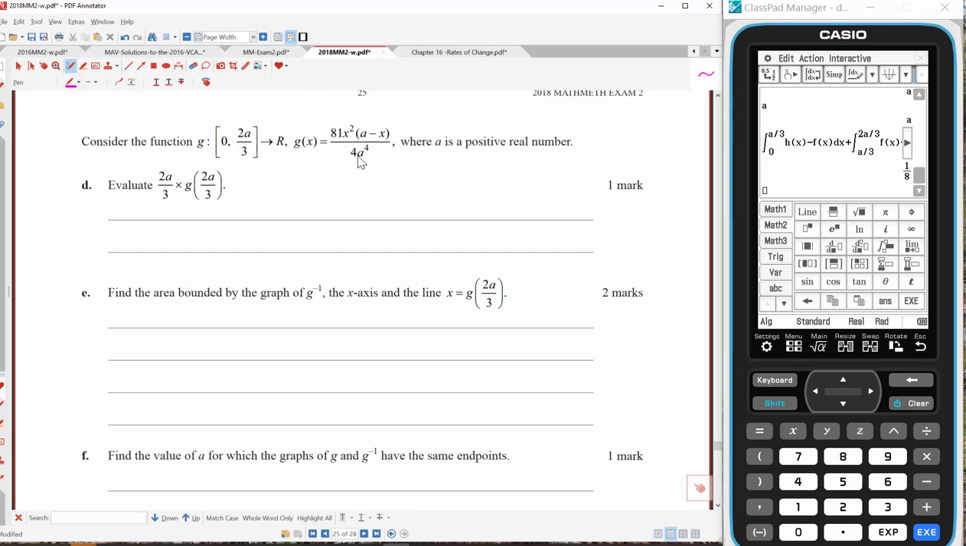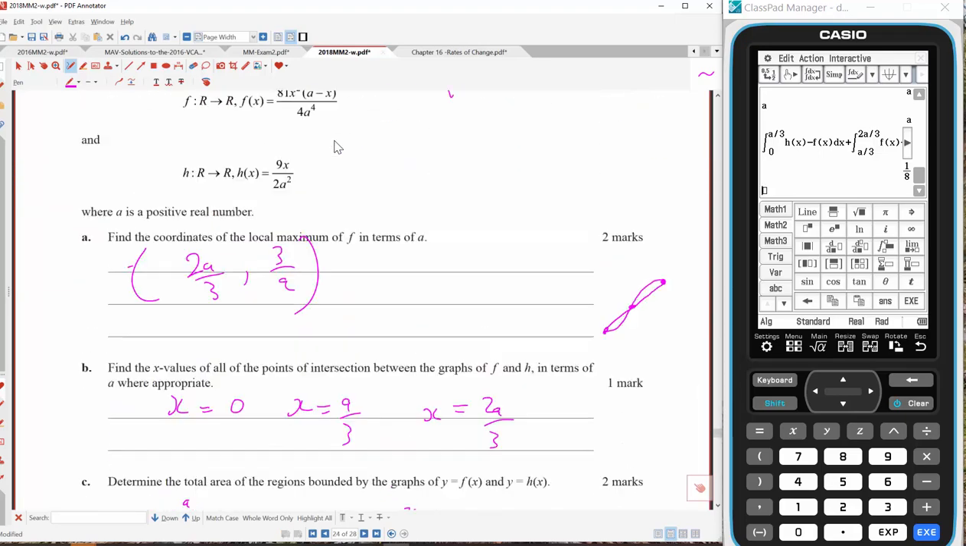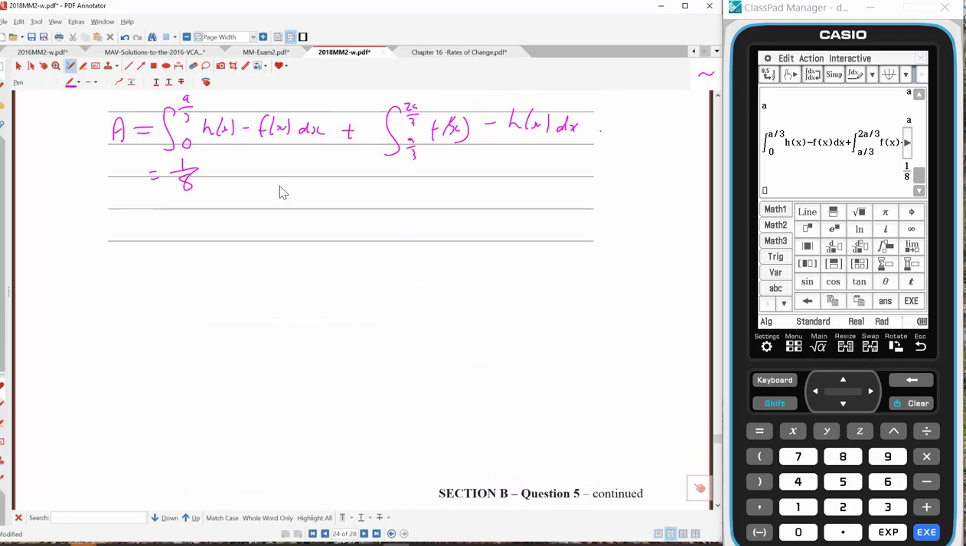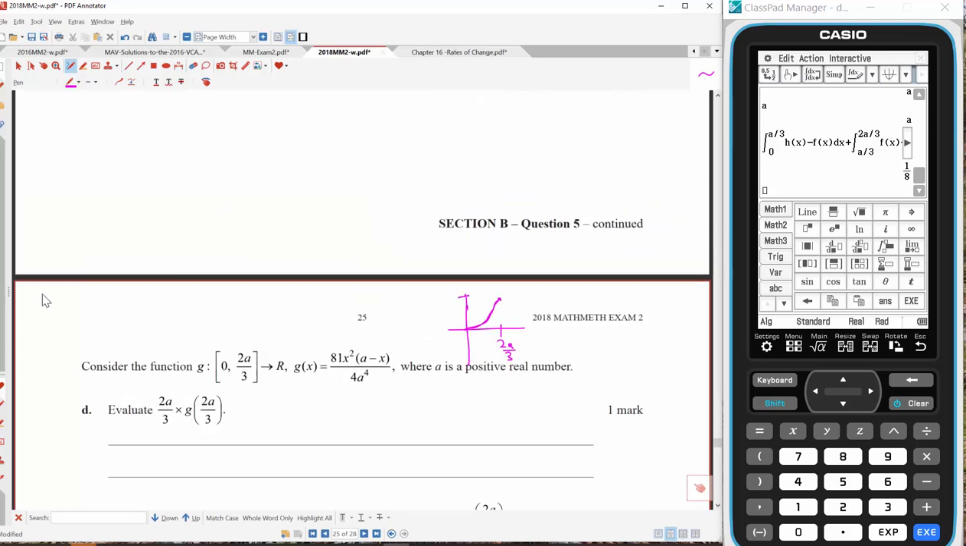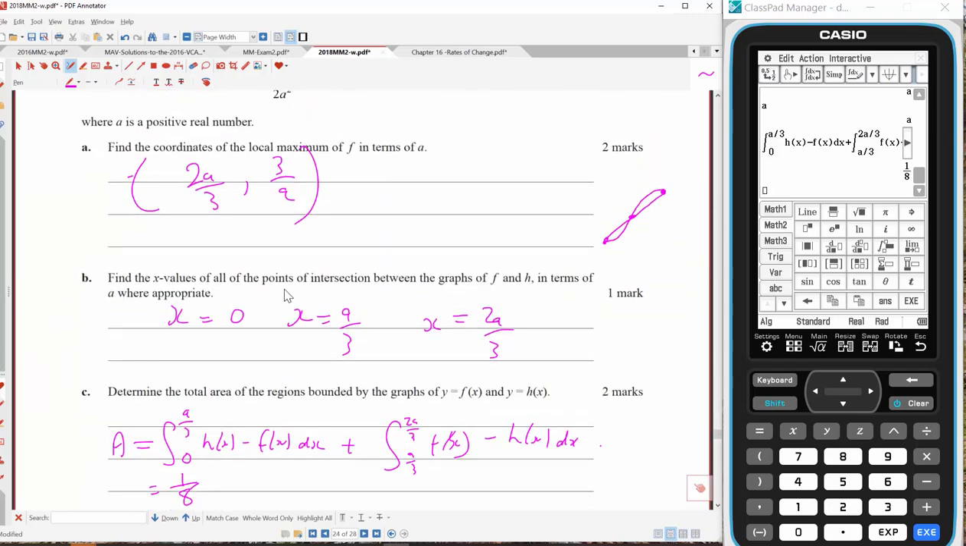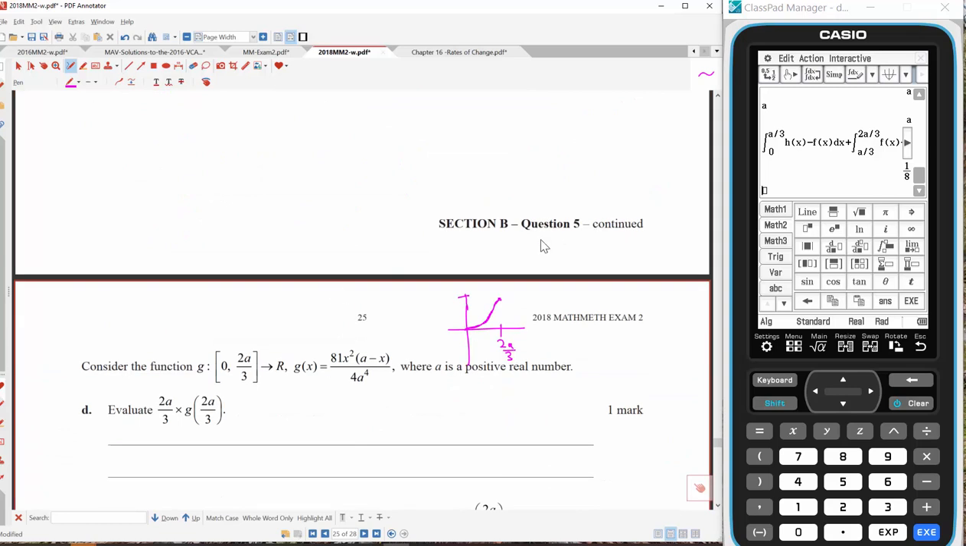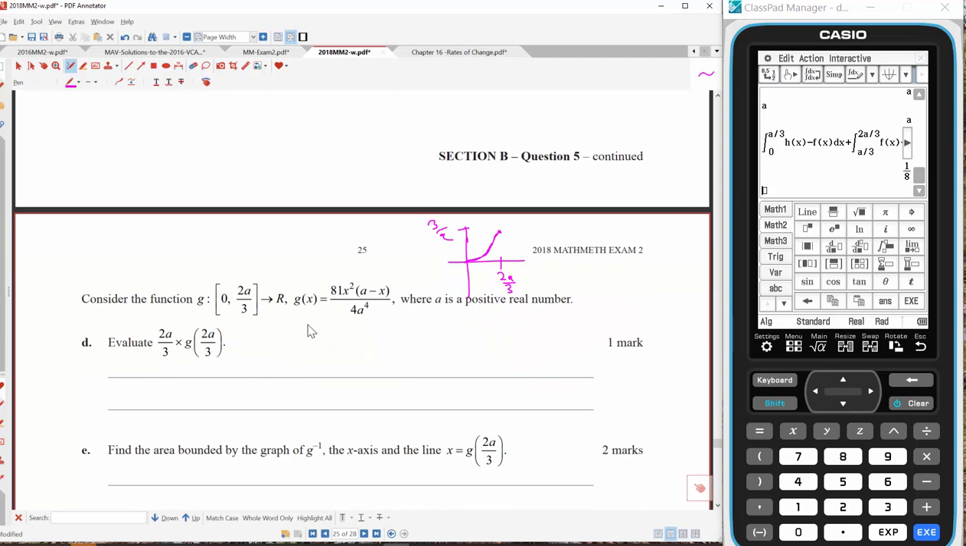Okay, so they've introduced a new function g of x, which is just a modified version of f of x, and they've restricted the domain. So what they've done is narrowed it down to what we found was the local maximum and the local minimum. So we've got that restriction there. Okay, so where did that occur? Local maximum was at 2a on 3. Okay, evaluate 2a on 3 times g of 2a on 3.